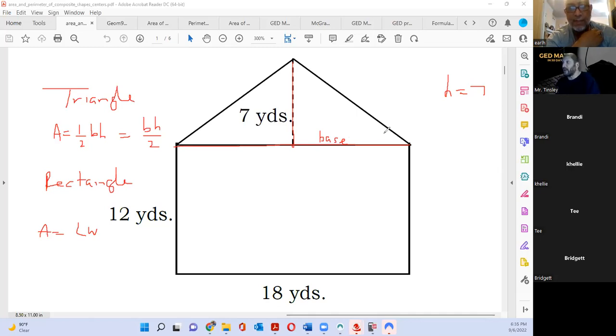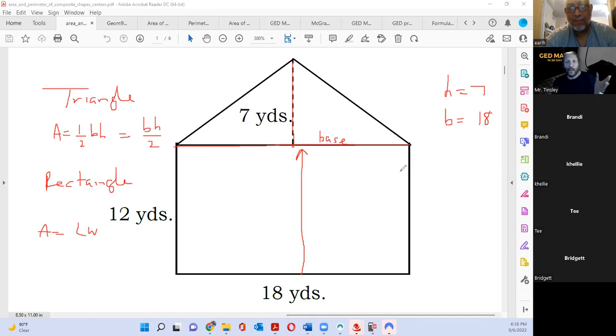What is my base for the triangle? 18. Hold on, I don't see 18 there. Where'd you get 18 from? At the bottom. Right, because the opposite sides of the rectangle are equal. So the base is 18.